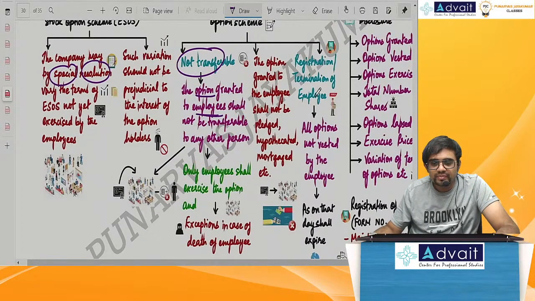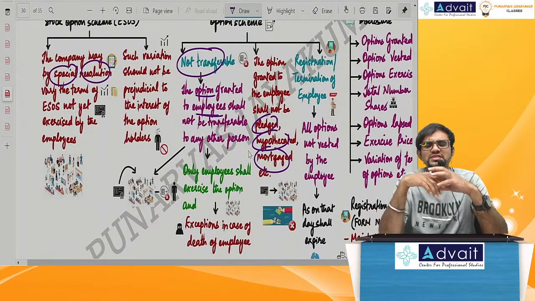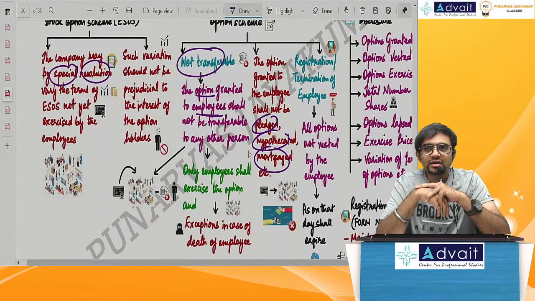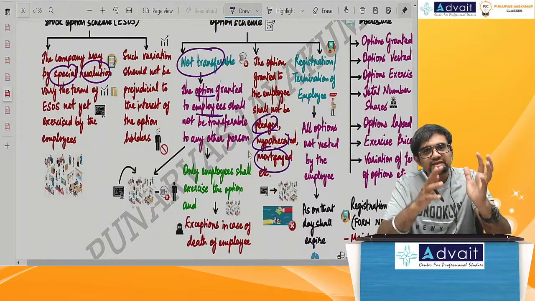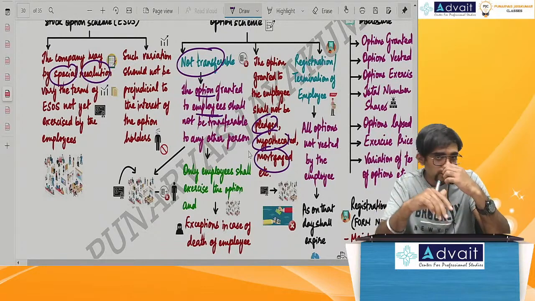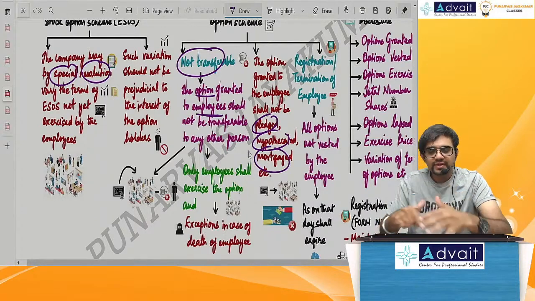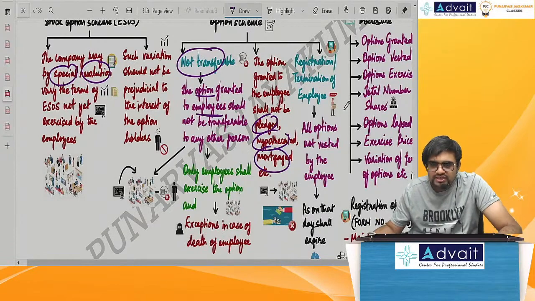The option granted to the employee shall not be pledged, hypothecated, mortgaged. Now, you have promised me as a company 2 crore worth of shares. I can buy later. Today, can I take that 2 crore, go and tell Sir Caesar, I have a right to purchase 2 crore in 2 years, give me a loan on that? No. It cannot be pledged, hypothecated, mortgaged, nothing can be done. That's what they're trying to tell.